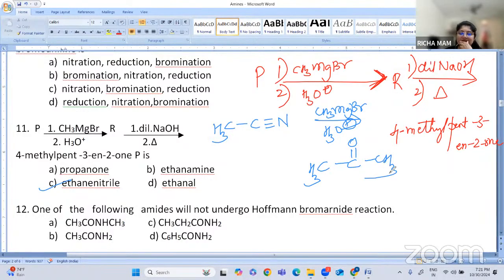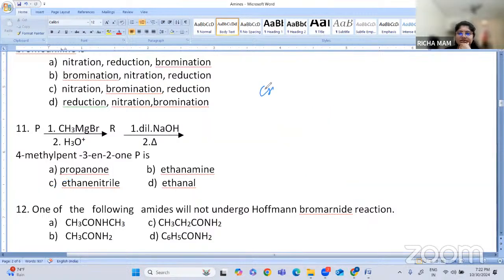This acetone, I'm going to react further with dilute NaOH. When you react a ketone with dilute NaOH, it will undergo aldol condensation. I'm going to get a hydroxy ketone. So the product will be (CH3)2C(OH)CH2COCH3.